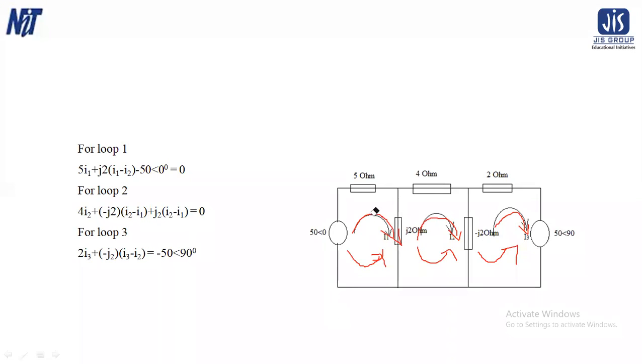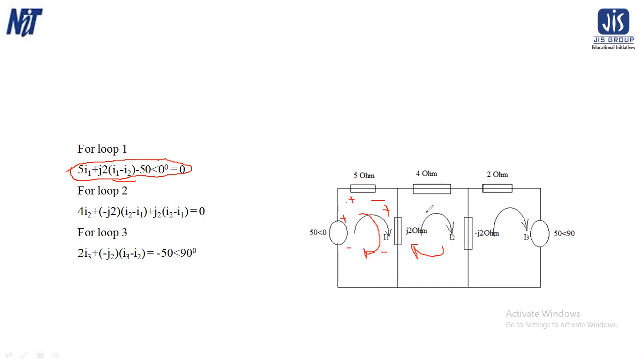Okay, so as per the direction here we can consider, now we can choose the same direction. So here it will be plus 5I1; this is plus minus, this is minus plus. Plus J2 (I1 minus I2), minus 50, because this current is coming from the opposite direction. So 5I1 plus J2 into (I1 minus I2) minus 50 angle 0 degree. So this is the first loop equation.